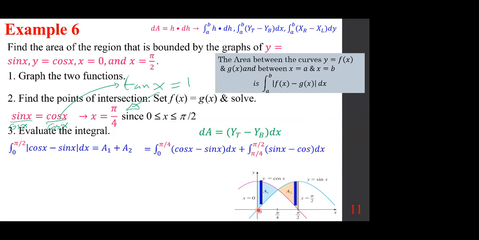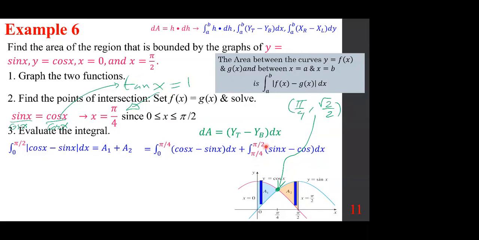From 0 to pi over 4, this one is pi over 4, everybody, okay? By the way, it's pi over 4, square root of 2 over 2, okay? So this one, pi over 4, cosine and sine, square root of 2 over 2, okay? And so the first part, cosine is at top, and the second one, sine is at top from pi over 4 to pi over 2.